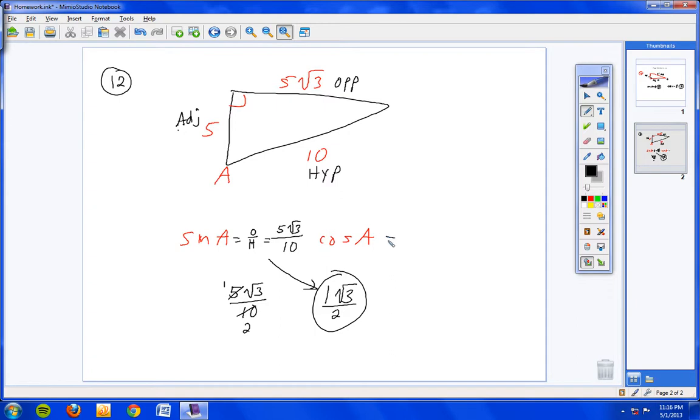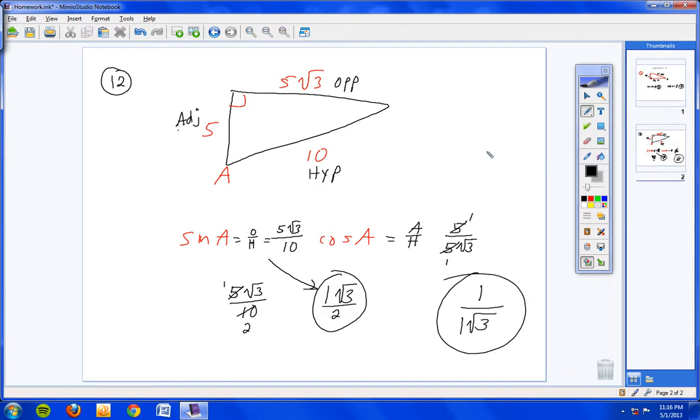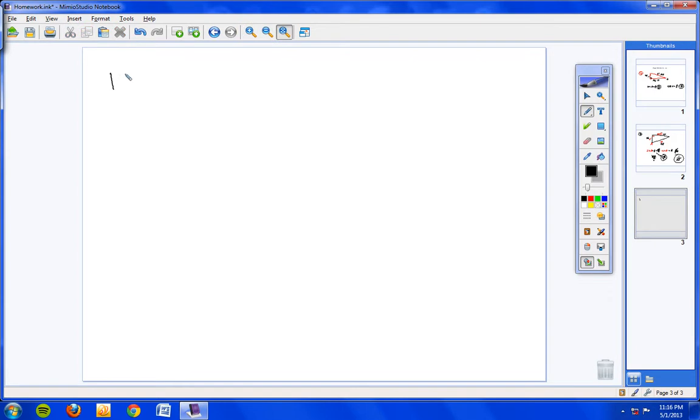Now let's talk about the cosine of A. The cosine of A is adjacent over hypotenuse. So the adjacent side is 5 and the hypotenuse is 5 square root of 3. Again, the 5 is not under a radical, so you can definitely reduce those. 5 goes into both of them, and you're left with 1 over 1 square root of 3. All right, let's continue on to number 13. Number 13 looks like this.